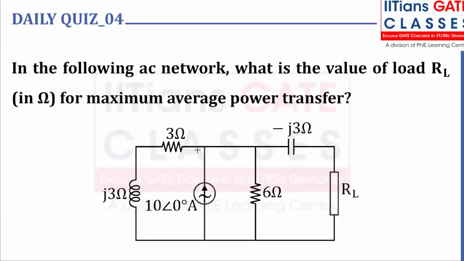So the next question that we have over here is, in the following AC circuit, what is the value of load RL for maximum power transfer theorem? Now you can see basically RL is your load and this is variable. So now we can apply the maximum power transfer theorem over here. Now don't write RL equal to 0. That will be wrong. We need to solve this question.